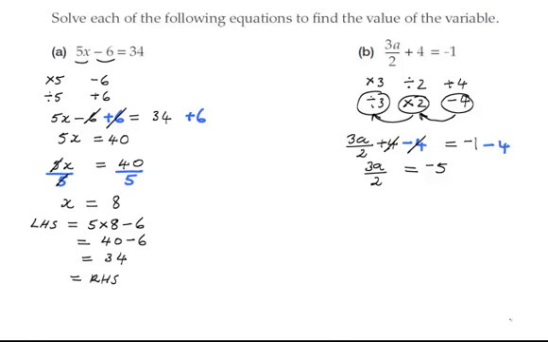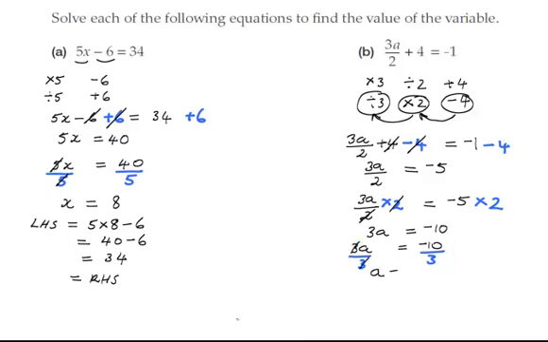Now multiply both sides of the equation by 2. On the left-hand side, cancel the 2's. We have 3a equals, and on the right-hand side, negative 5 times 2, negative 10. Now perform the final operation, divide both sides by 3. On the left, cancel the 3's. What we have left, a equals negative 10 divided by 3, just changing that to a proper fraction, is negative 3 and 1/3.